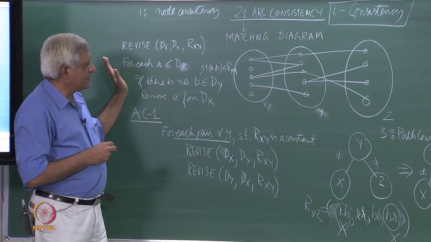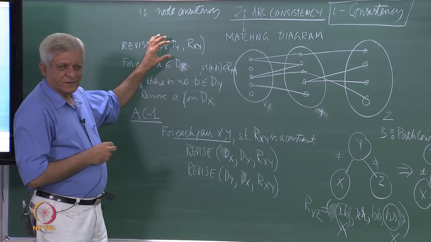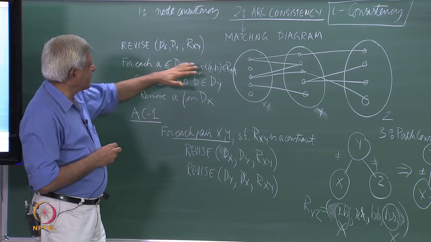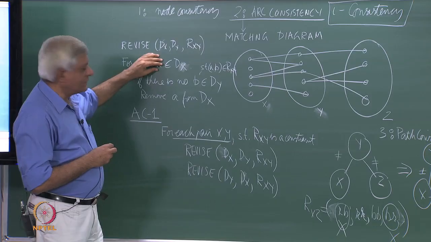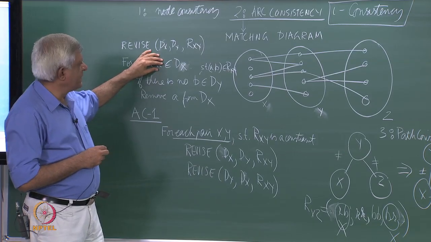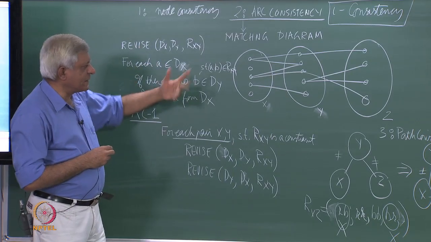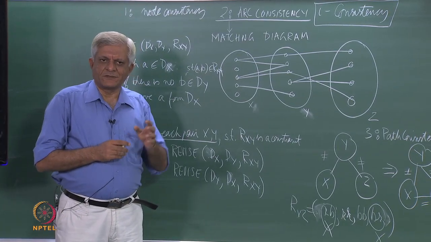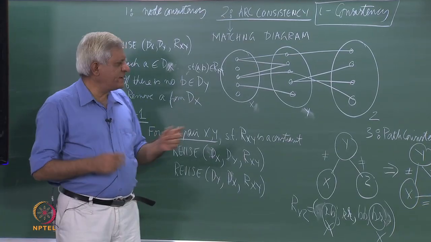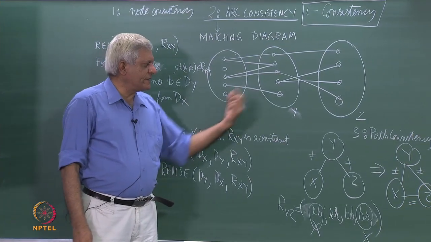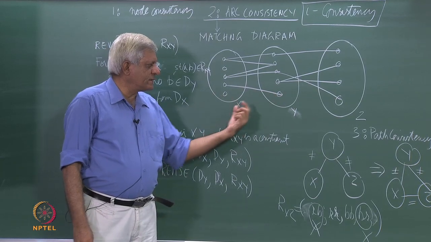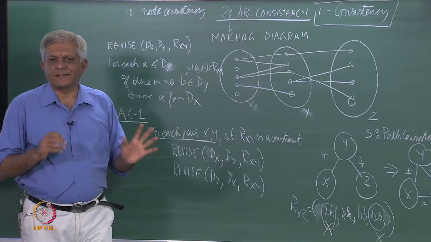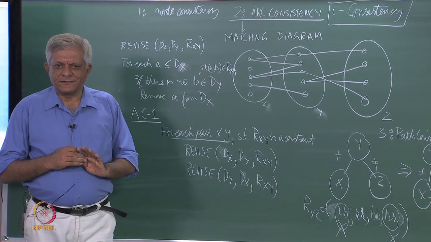Remember, revise is a directional call, it prunes only the domain of the first one: for each a in Dx, if there is no corresponding value in y, remove this a from Dx, that is what revise does. So, we have to make at least 6 calls to revise. Are those 6 calls enough? This is a question I want to ask you. If I say revise xy, revise yx, revise xz, revise zx, revise yz, revise zy, am I done? Do I get a network which is arc consistent?